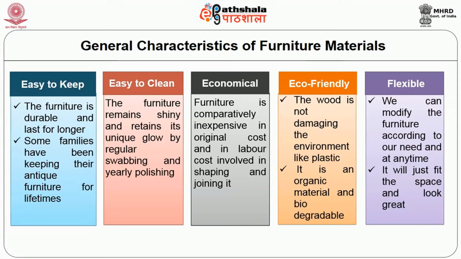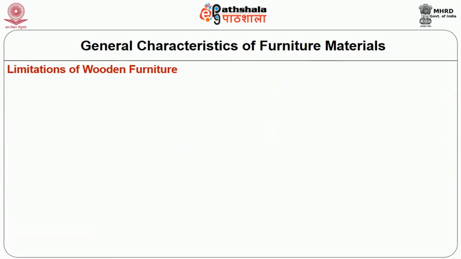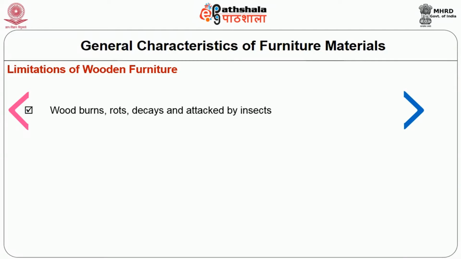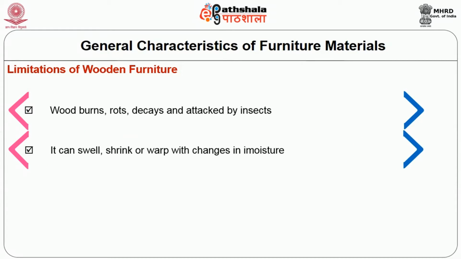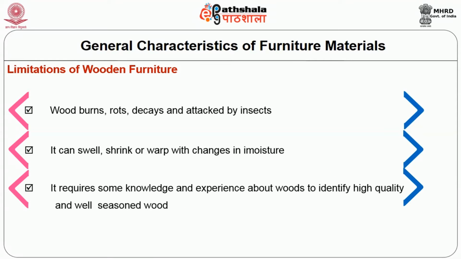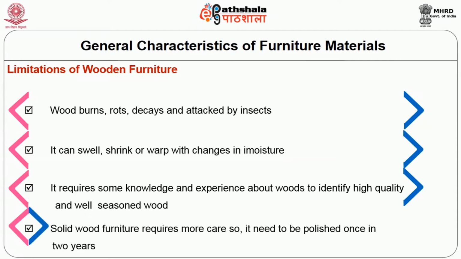At the same time, wooden furniture has a few limitations also. What are the limitations? It burns, rots, decays and is attacked by insects. It can swell, shrink or warp with changes in its moisture content. It requires some knowledge and experience about woods to identify high quality and well seasoned wood. Then solid wood furniture also requires more care and maintenance.